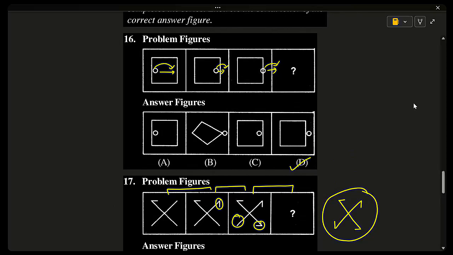My pattern is that the circle is slowly moving right. From here it is moving right, it went here. From here it is moving right, it went here. And from there it will go outside the square. So slowly from left to right it is moving. That's it. So going to the next part, that is part 5.